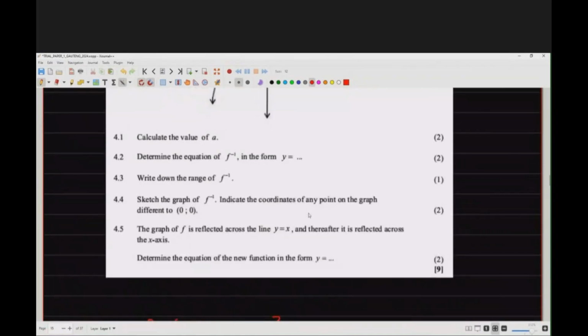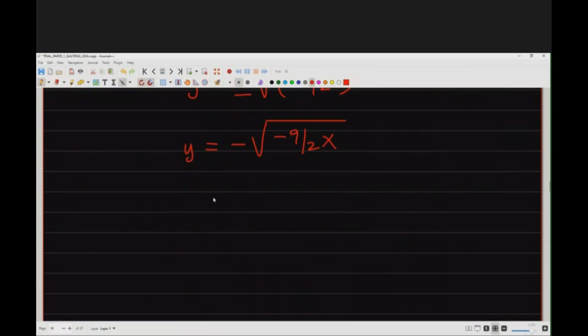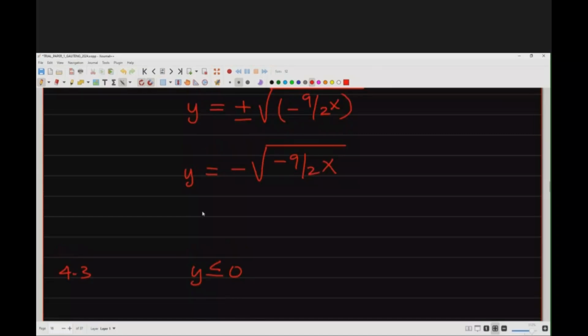And 4.3, we want to write down the range of f inverse. The range of f inverse here is going to be y less than or equal to 0. All right, so this is valid for any y less than or equal to 0.